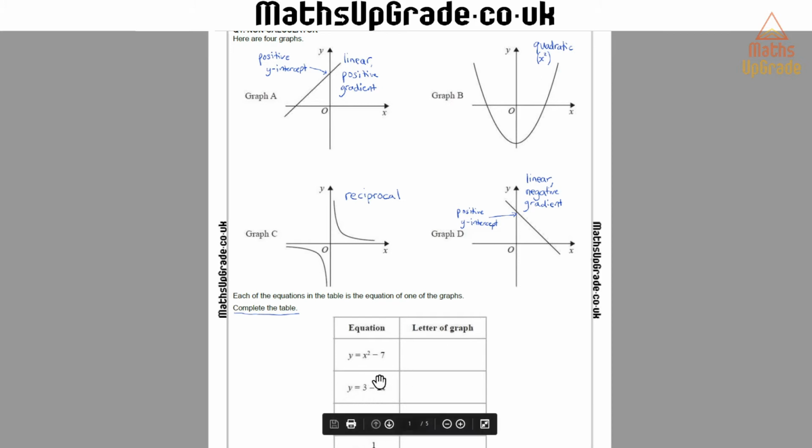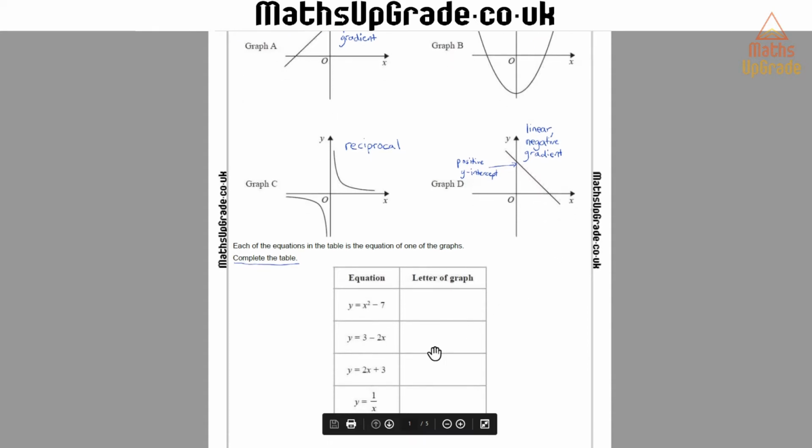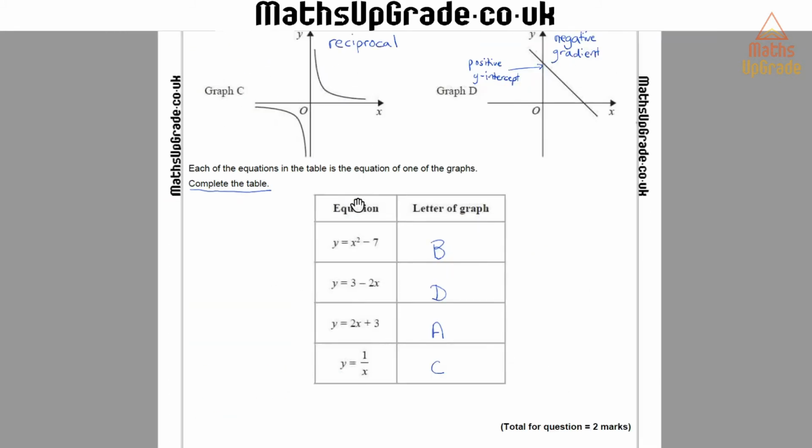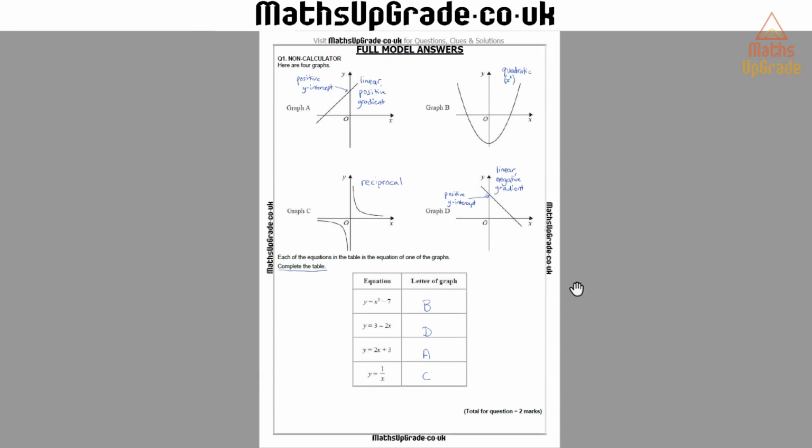This equation here, you can see that y equals 3 minus 2x. So you can see that the gradient of x here is negative. It's got a negative coefficient. The number in front of x is negative. So that's going to be graph D. Next equation here, you can see that the coefficient of x is positive. The number next to x here is positive. So that's going to be graph A. And the last one here, that's a reciprocal. X is on the bottom of a fraction there. So that is going to be graph C. So there's the answers there for those graphs. So that was 2 marks for that question.